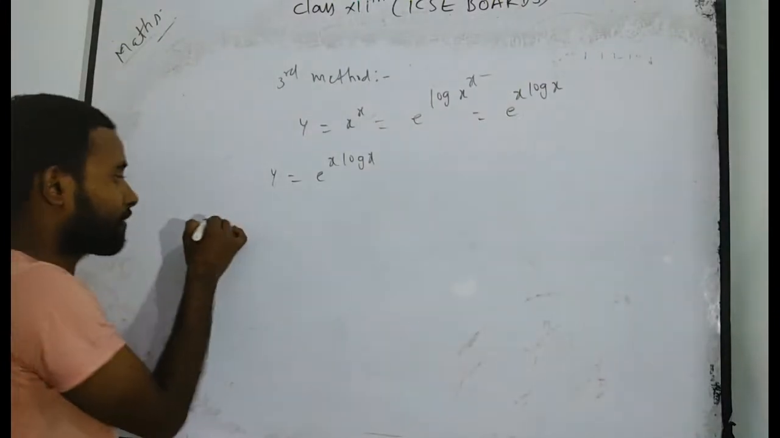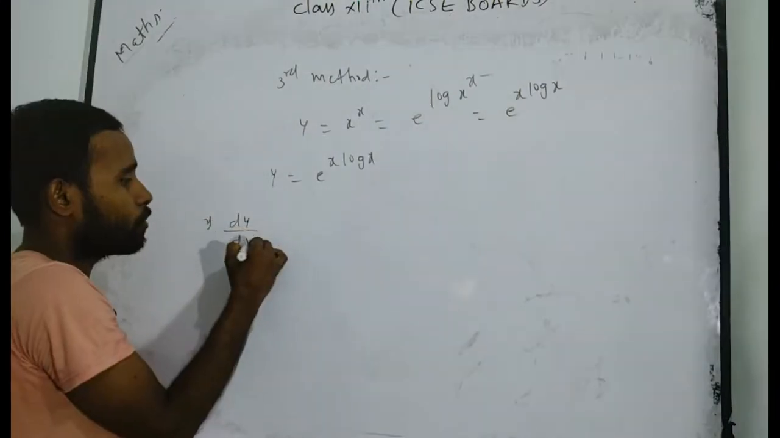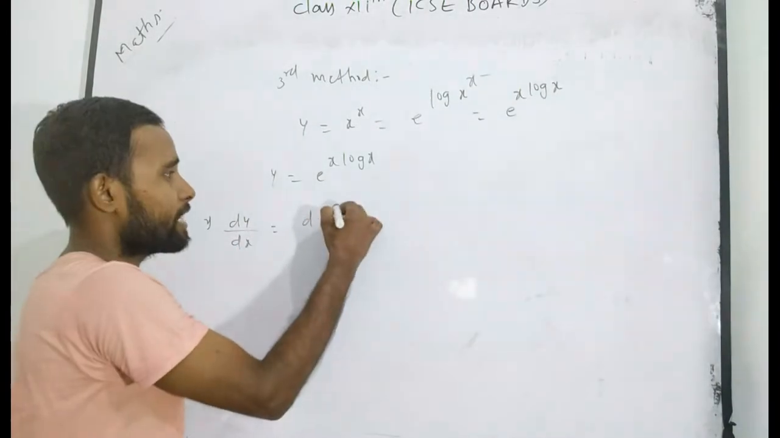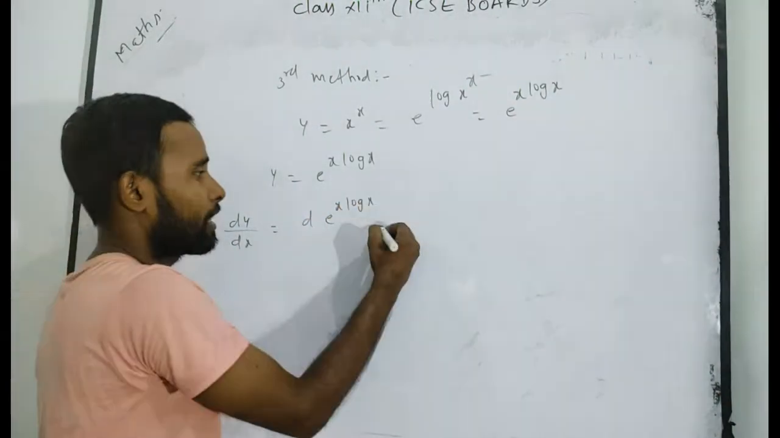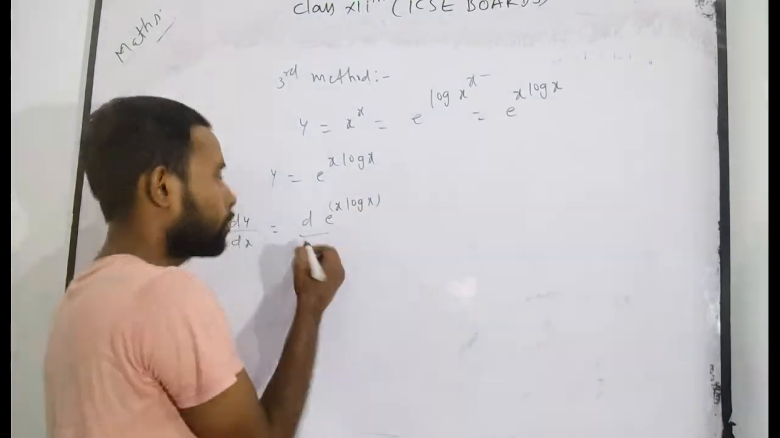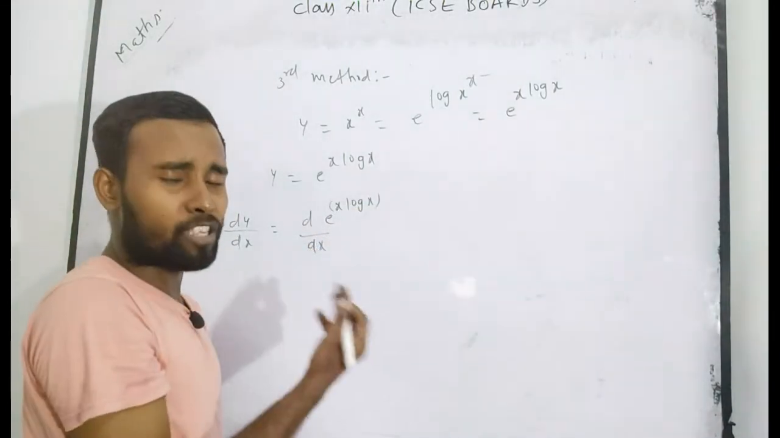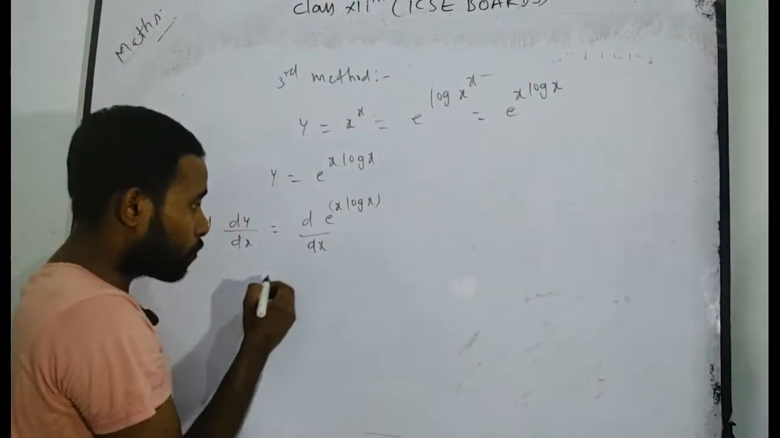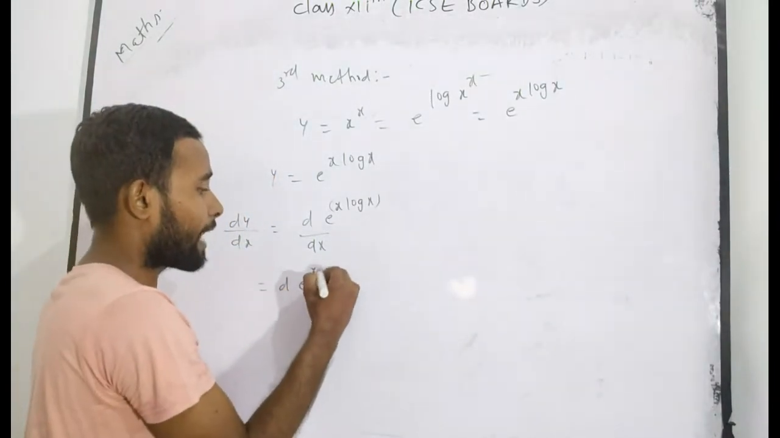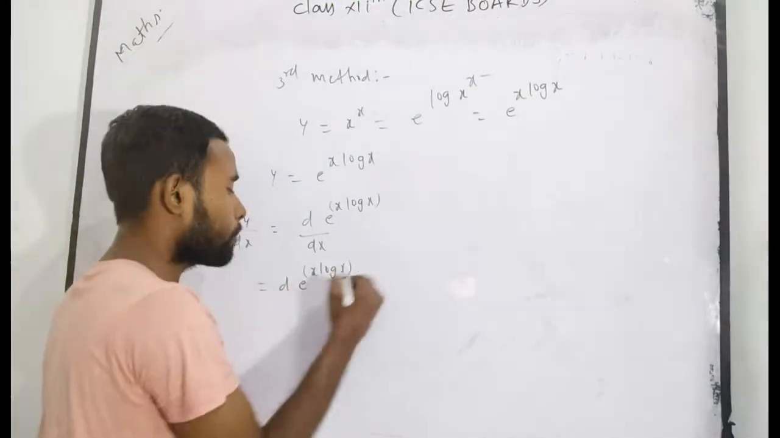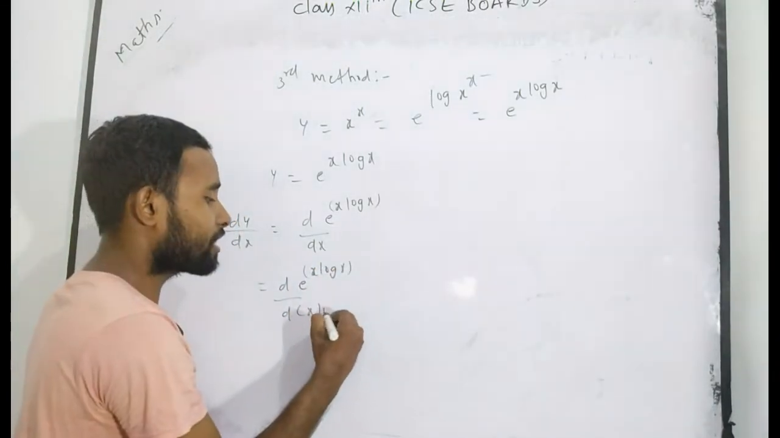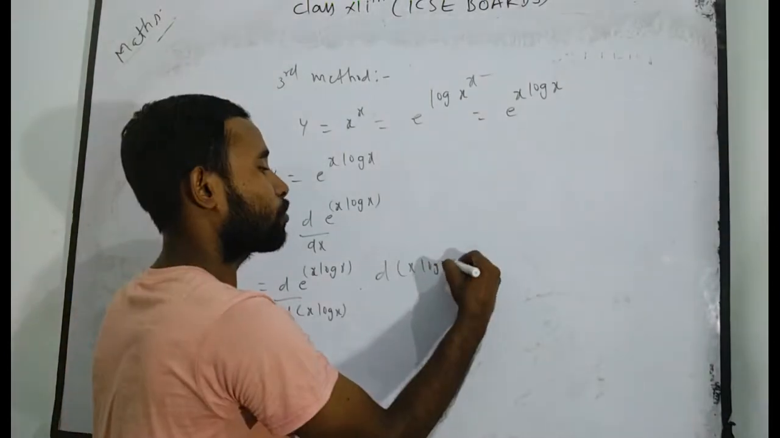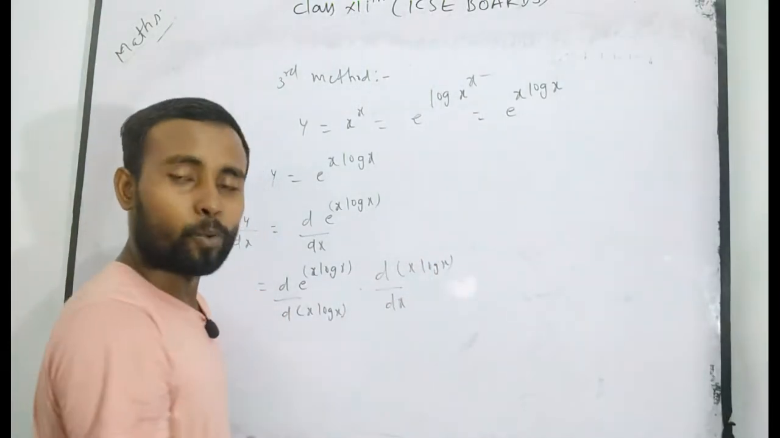Thereafter you will get dy/dx. I want to write here directly the derivative of e to the power x into log x. Firstly, with respect to x, but as you know that you cannot differentiate with respect to x directly, that's why I want to firstly differentiate e to the power x into log x with respect to the function x into log x. Then you have to differentiate x into log x with respect to x.